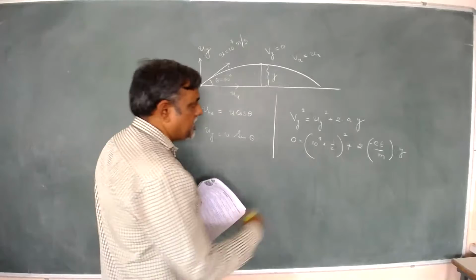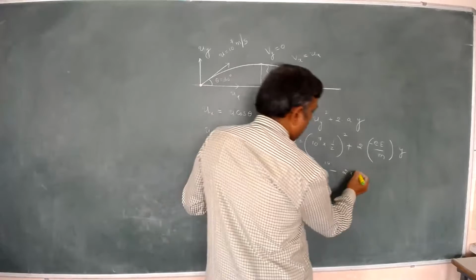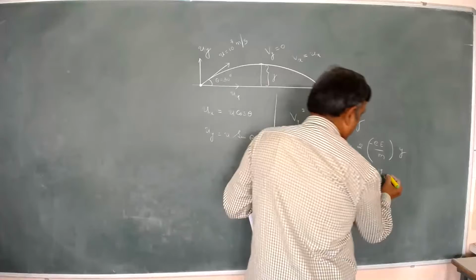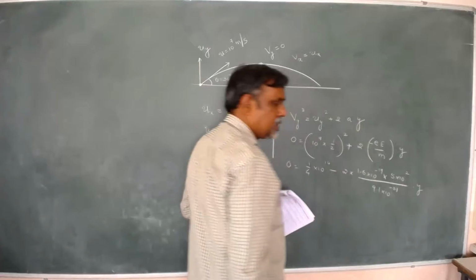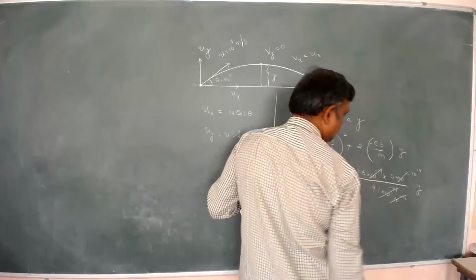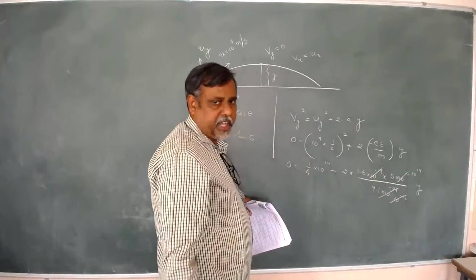So 1 by 4 into 10 power 14 minus 2 into 1.6 into 10 power minus 19 into the intensity of the electric field. It is given as 500 newton per coulomb, 5 into 10 power 2, divided by the mass of electron 9.1 into 10 power minus 31, into y. Taking 9.1 approximately as 9, 10 power minus 19 with 10 power minus 31 gives 10 power 12, so this becomes 10 power 14. 1.6 into 5 is 8, 8 into 2 is 16.